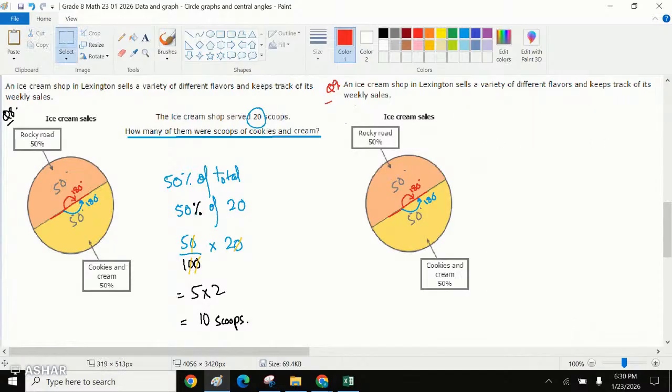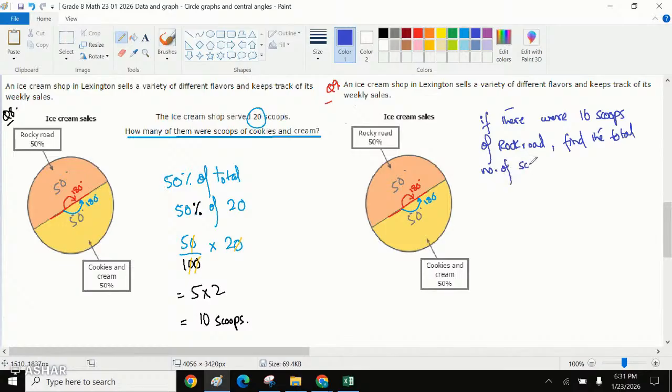If there were 16 scoops of Rocky Road, find the total number of scoops of sales, right? Total number of scoops sold.